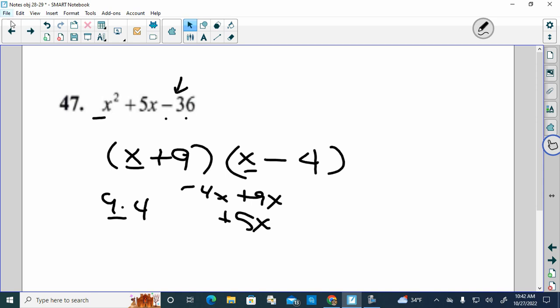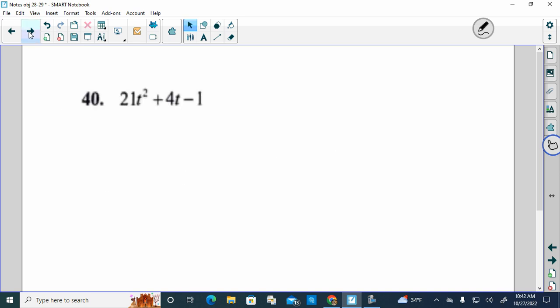Okay, next one, getting away from just the variable being by itself. Now you're going to have coefficients in the front. So we can no longer do the read backwards thing. Okay, it's a plug and check thing. Okay, so number 40. The sign stuff still works with the parentheses, but as far as where we put the numbers, we actually have to plug and check.